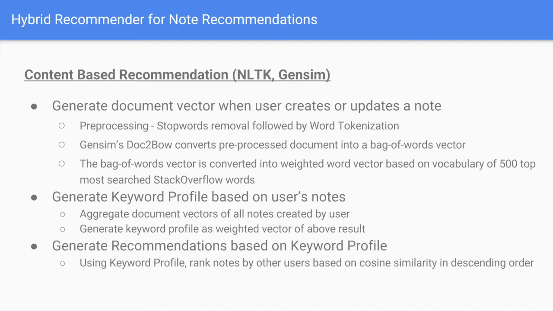We aggregated all the document vectors of all the nodes created by a particular user, and we generate a keyword profile based on that. We generate recommendations based on the keyword profile. The keyword profile is important here, where we can rank nodes for a particular user by using functions like cosine similarity or any kind of similarity, and we rank all those nodes in descending order.